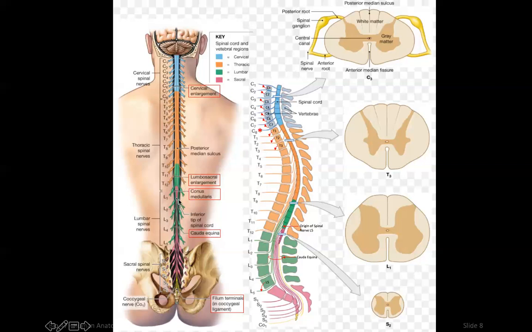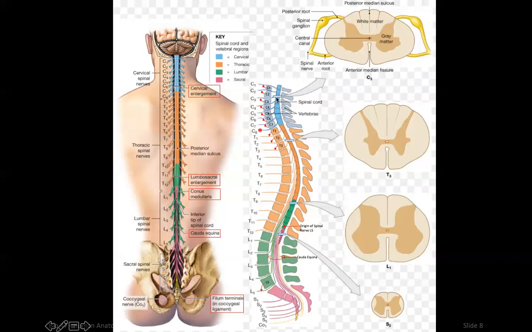Right below that is the conus medullaris, where the spinal cord tapers off, forming a cone shape. And then extending down from the conus medullaris are the remaining spinal nerves, which serve the lower extremities. And they look sort of like the tail of a horse, a lot of long hairs traveling together. So they're called the cauda equina, the horse's tail.